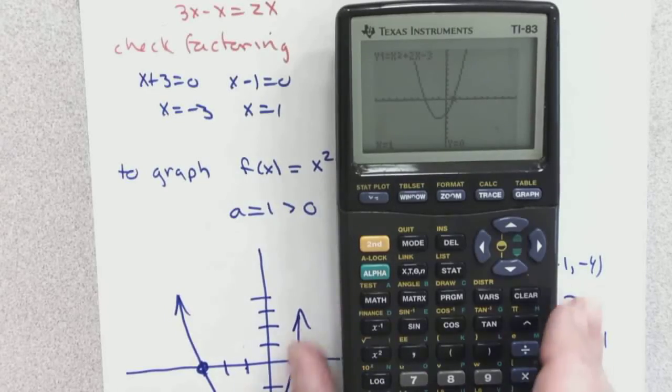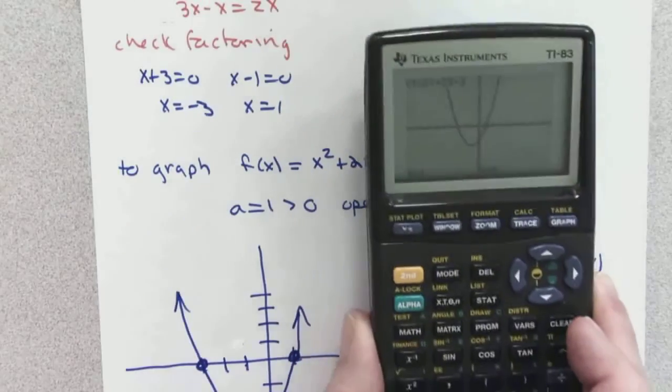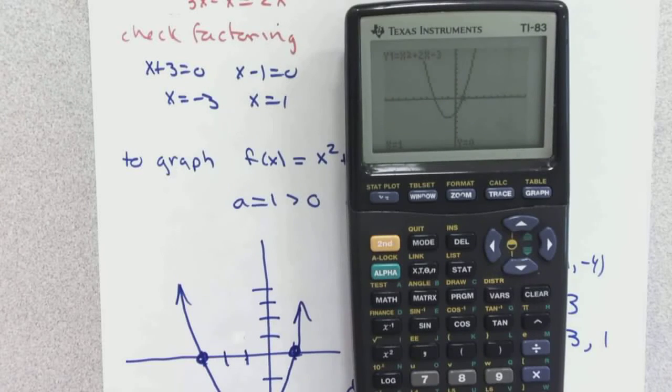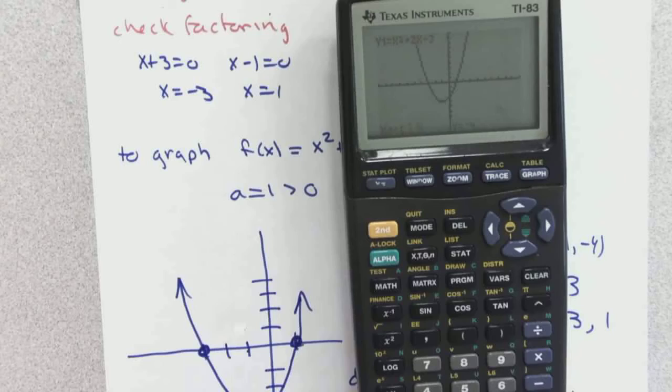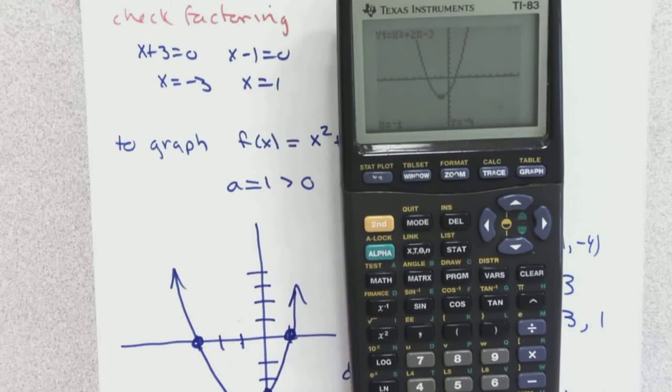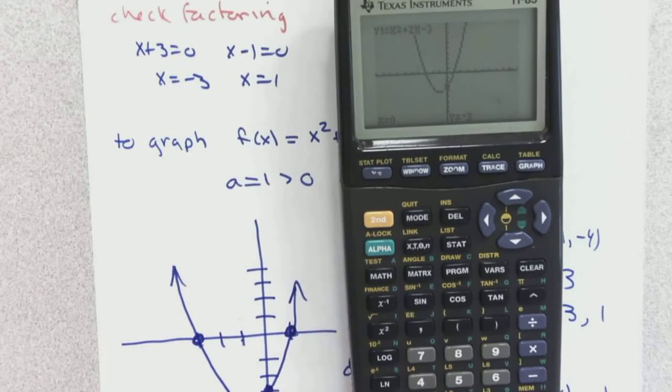We said the vertex was -1, -4, so let's put in -1. See down below, we see the -1. Enter. And it does indeed go to the vertex, -1, -4. And then we said the y-intercept was -3, so let's put in 0, because remember the x-coordinate has to be 0. I put in 0. And there it is. And so it all absolutely checks.